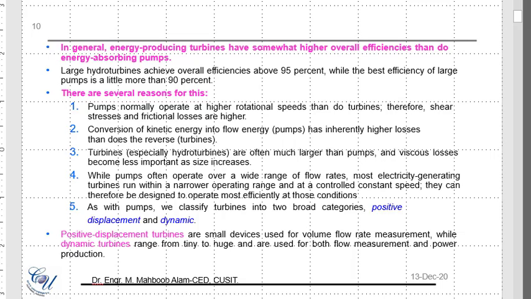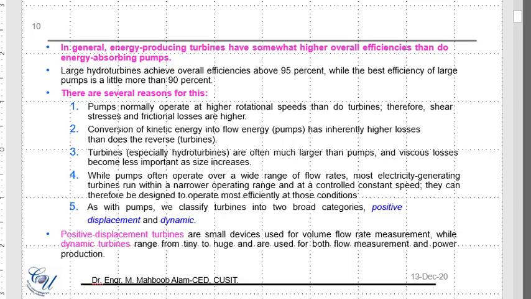The pumps usually have the rotating shaft rotating at a higher speed than the turbines. As we have studied earlier in our laminar and turbulent flows, because of these higher rotational speeds, we have higher losses. There are more shear stresses, and there are also frictional losses in the system, which reduces the efficiency in pumps. The pump is an energy absorbing device, and some of the efficiency is reduced because of these higher rotating equipment inside the pump. The second reason is that the conversion of kinetic energy into flow energy usually has inherently higher losses. So this is in general the observation that has been made.